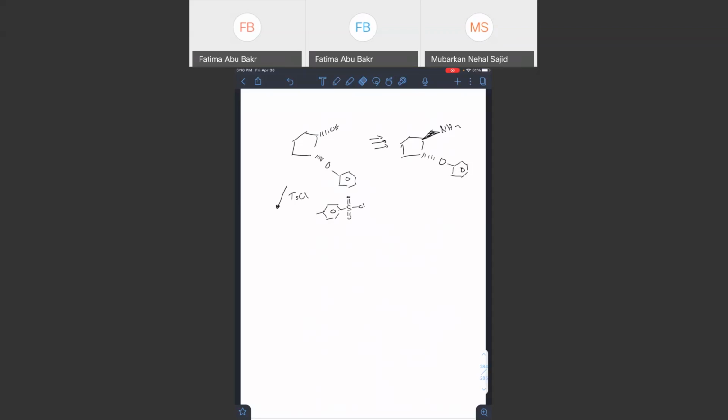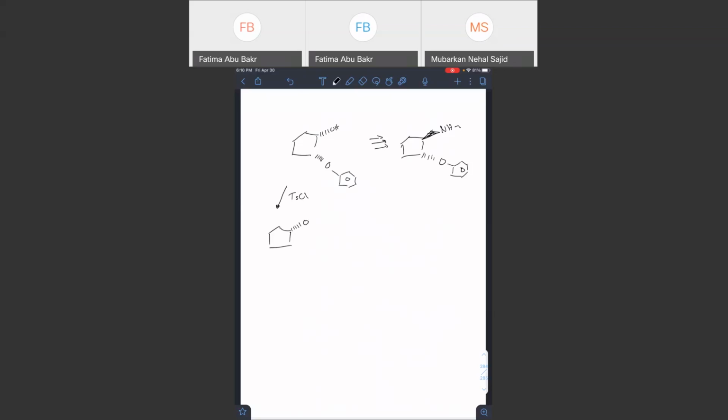And what TsCl does, and that's besides the point, because as soon as you see that, you should think TsCl, and it doesn't really need to be drawn out completely. What TsCl does is maintain the current stereospecificity, because it's not a substitution. It's actually just adding onto the O. It's not substituting onto the carbon.